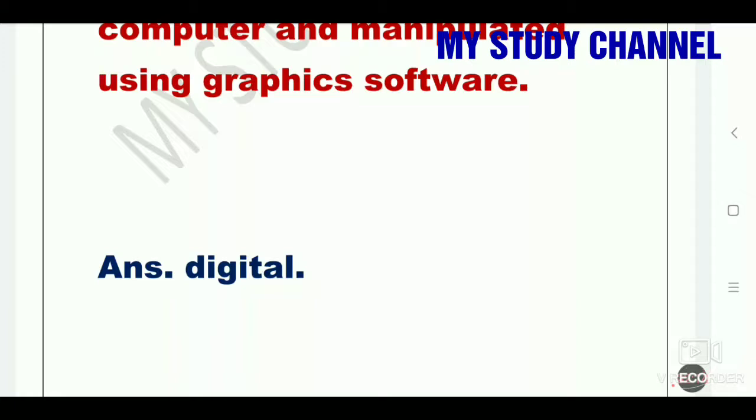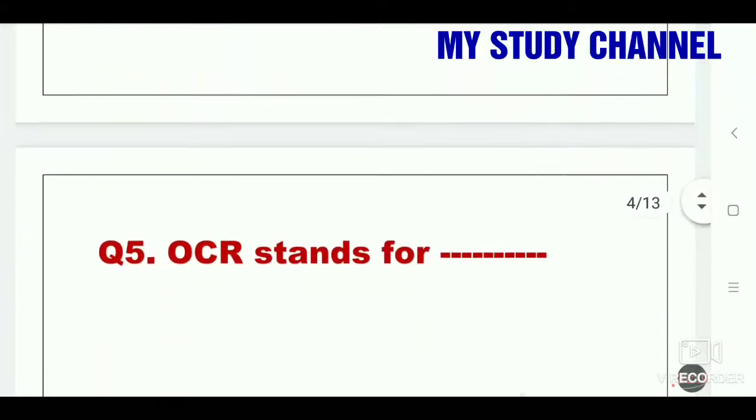Friends, these questions are most important because these questions have been repeated 2 or 3 times in the banking exam, NDA exam and SSC exam. So these questions I have mentioned here. Please give focus on these questions so that in your exam, once you see the option there, you can tick it easily. So next question is question number 5.